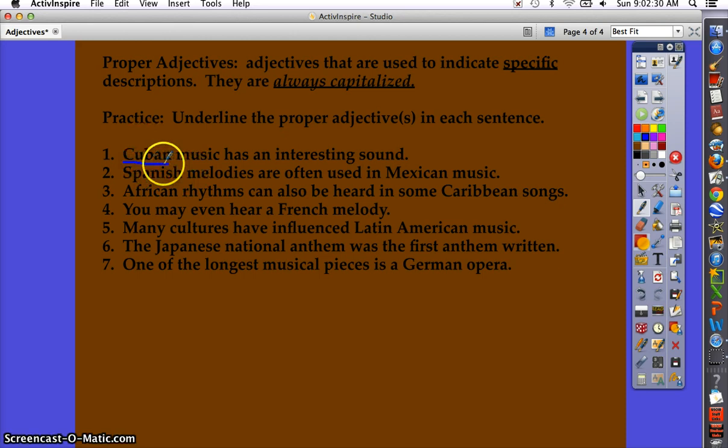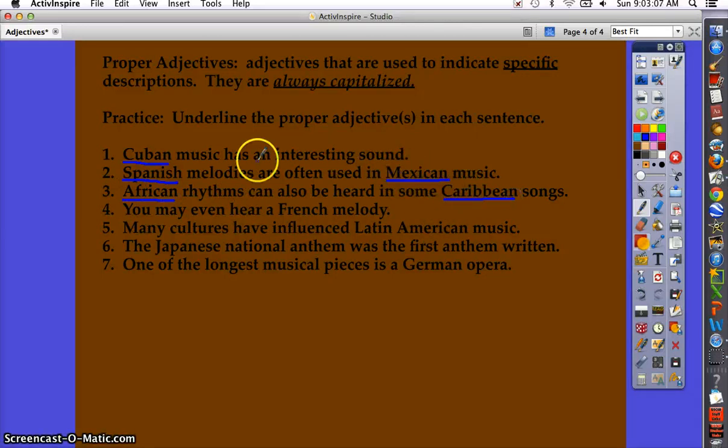So you can see that to make a proper adjective, you're typically changing a country to a culture. So the word Cuba as a country could be Cuban as an adjective. Number 2, Spanish melodies are often used in Mexican music. So Spanish describes melodies, telling what kind of melodies, and Mexican describes music. Again, changing Spain to Spanish, Mexico to Mexican. Number 3, African rhythms can also be heard in some Caribbean songs. African would describe rhythms, Caribbean describes songs this time.